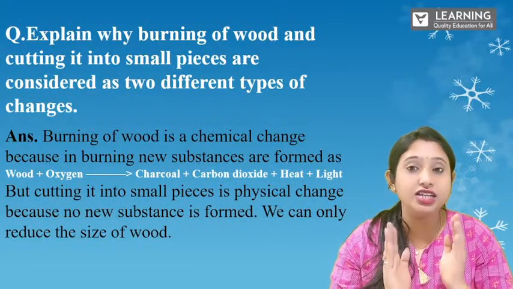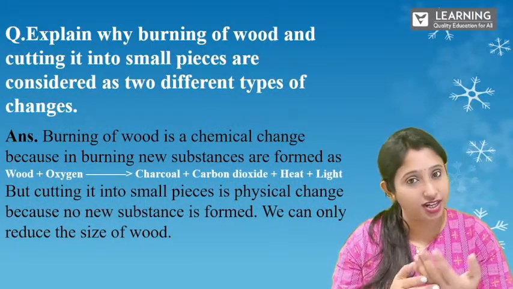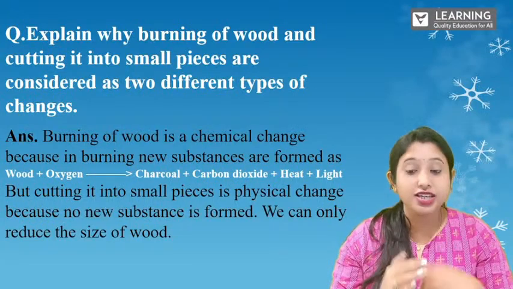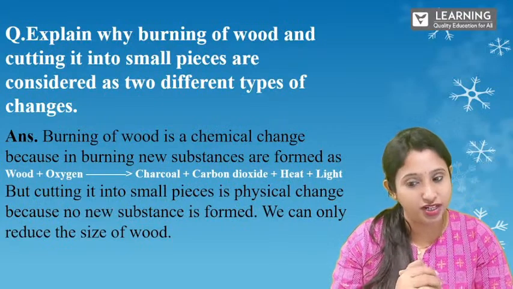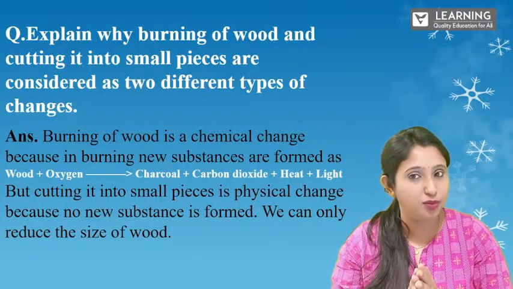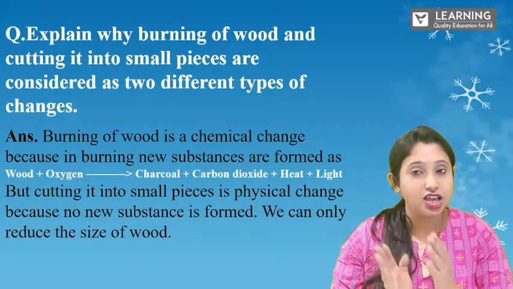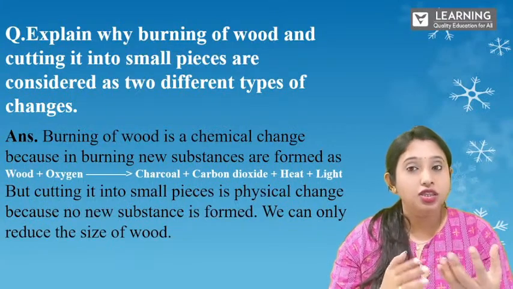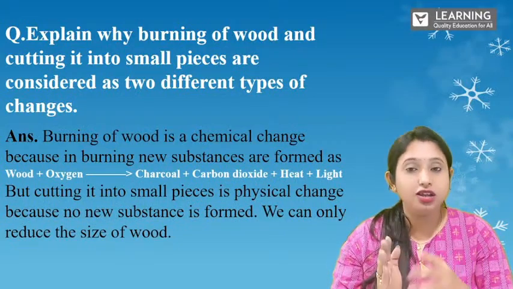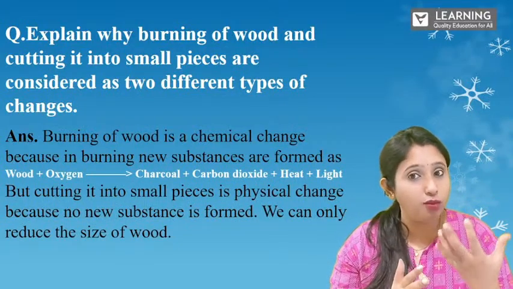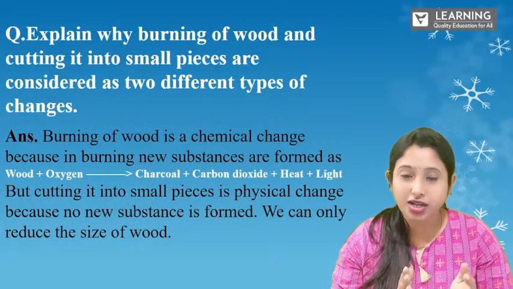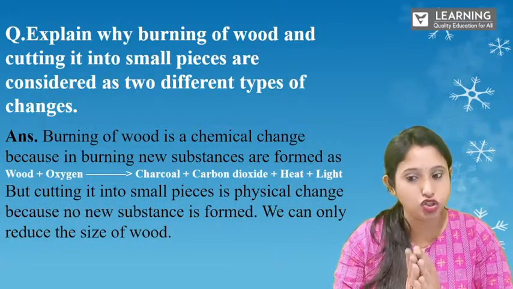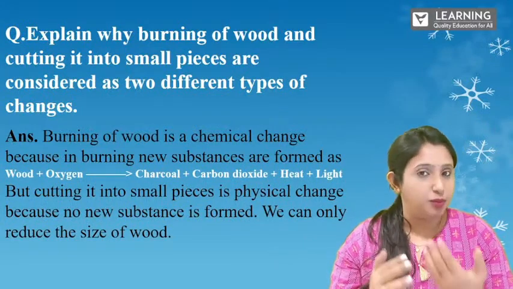So these are the new substances which we are getting when we are burning, isn't it? So burning of wood is a chemical change because in burning, new substances are being formed. So you can see the equation: wood plus oxygen. When you are burning the wood, the oxygen which is present in the air will react and form a new product. What is that? Charcoal, carbon dioxide, heat and light. Understood? So it is a chemical change.